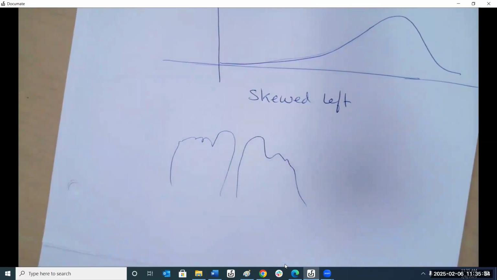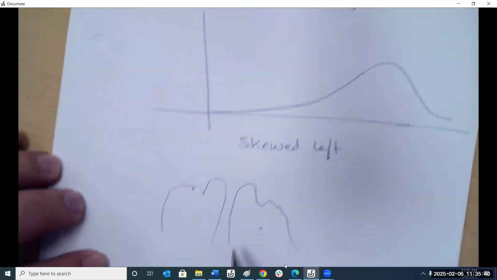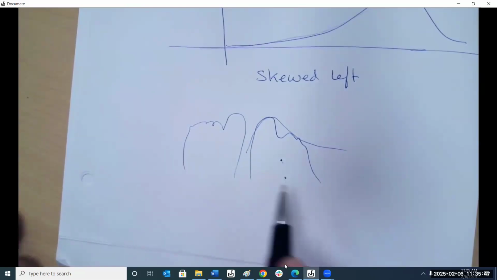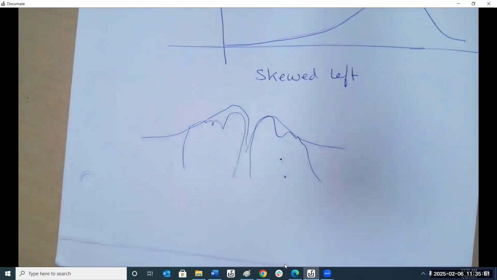Look at your feet. If it looks like this foot, that's your right foot, right? So that's skewed right. If it looks like this, it's skewed left. Just think about your feet. That's the easiest way to memorize them. And so I forgot the mathematics behind them.